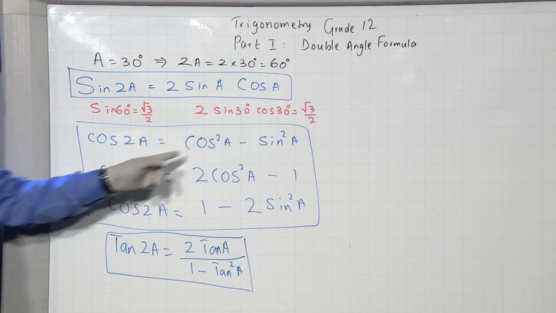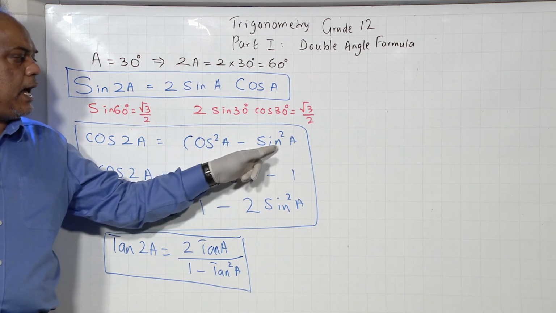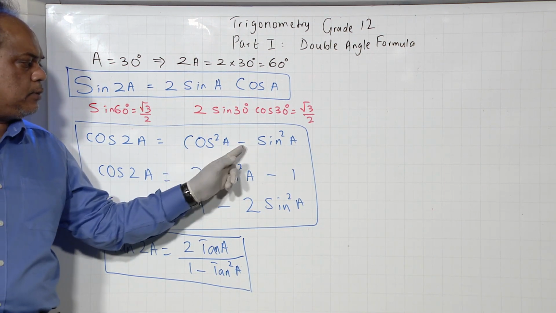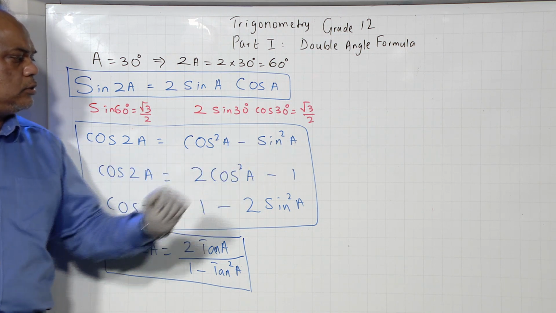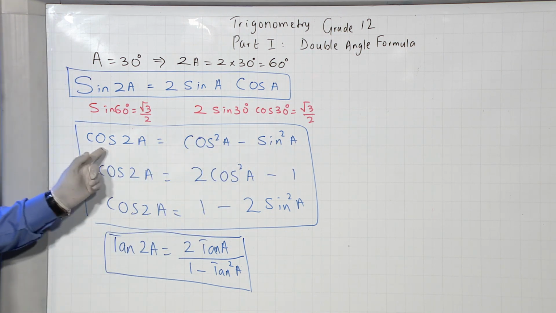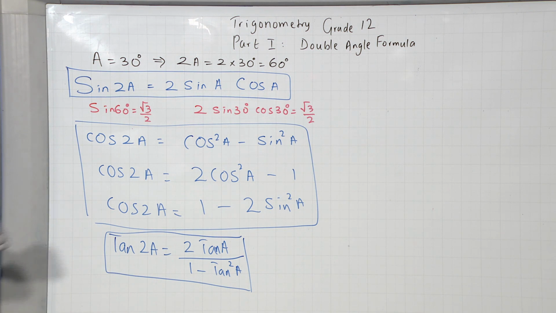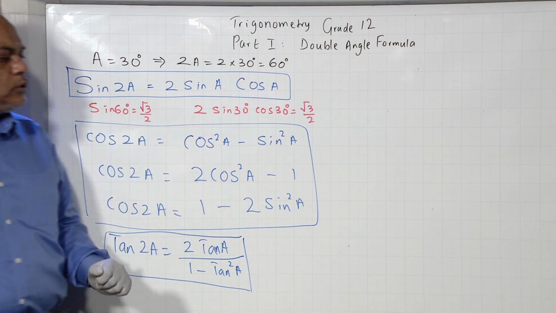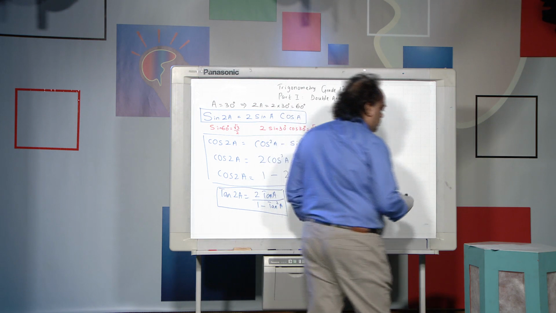Not to make a mistake, I repeat it here. The identity is cos squared plus sine squared equal to 1. Here, in the double angle formula, we have minus. So we'll take an example.